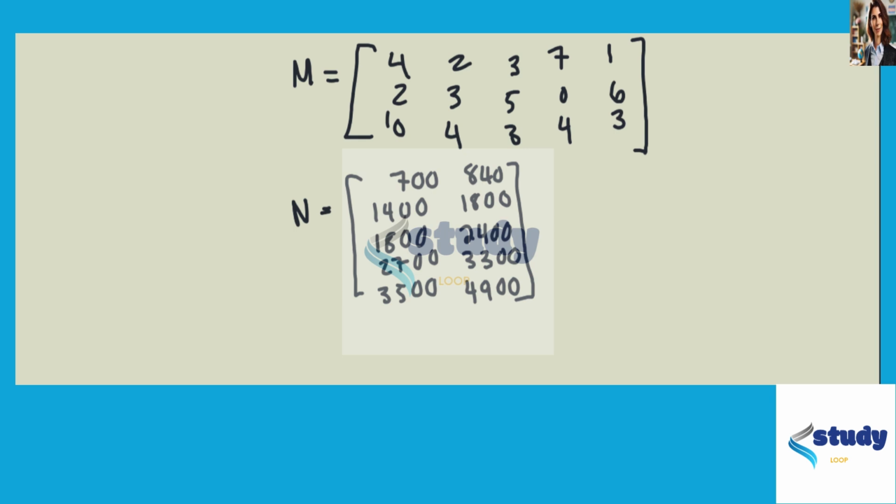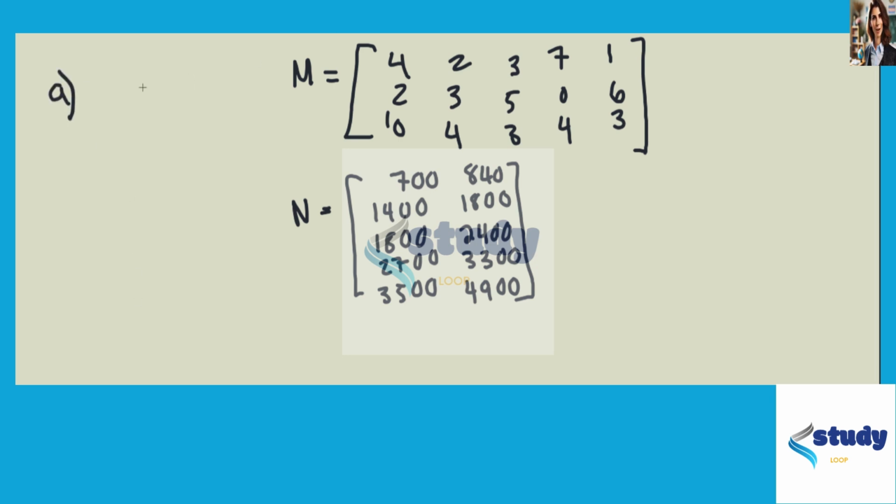And matrix N describes the cost. The first column represents wholesale price, and the second column represents retail price, which obviously includes higher numbers. Part A asks for the retail value of the inventory at store 2.